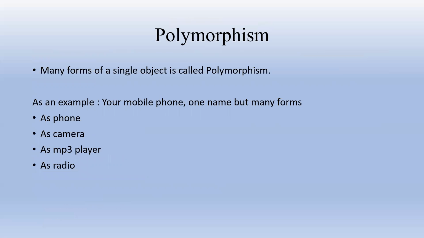Next is polymorphism. So polymorphism in layman terms means many forms or various forms of a single object. So we can take an example of a mobile phone. So mobile phone is one name under which we have many forms, like it can be used as a phone, it can be used as a camera, it can be used as an MP3 player, it can be used as a radio as well.